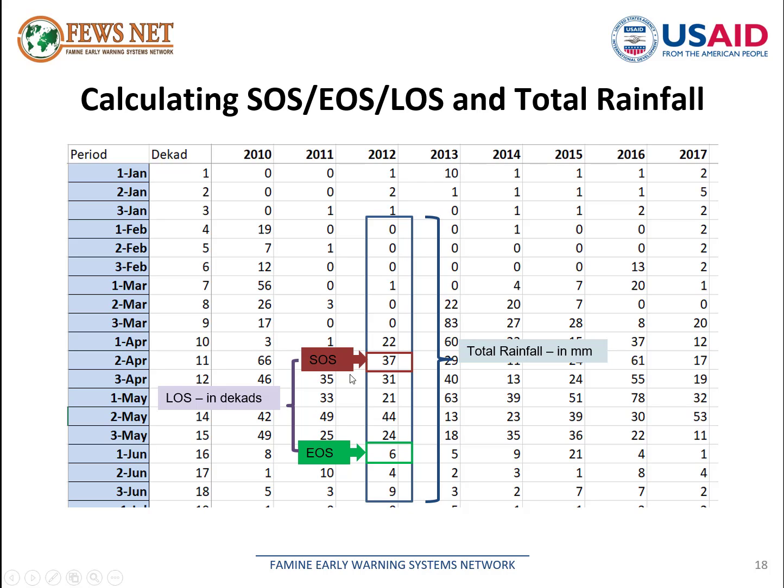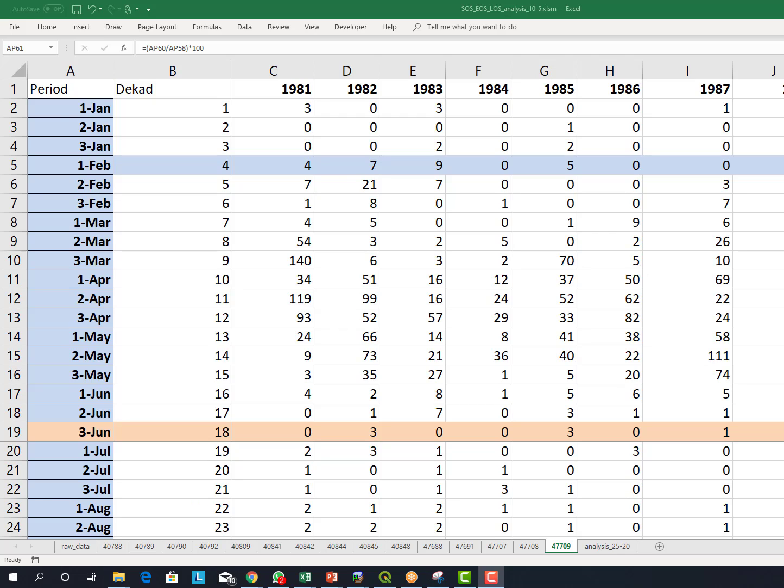So these are the things that we're going to look into: the start of season, the length of the season, and the total rainfall. Let's take a look at how all these different parameters were calculated. So for a given year, in this case, we are dealing with a pastoral area. So we're looking for the 10 and 5.